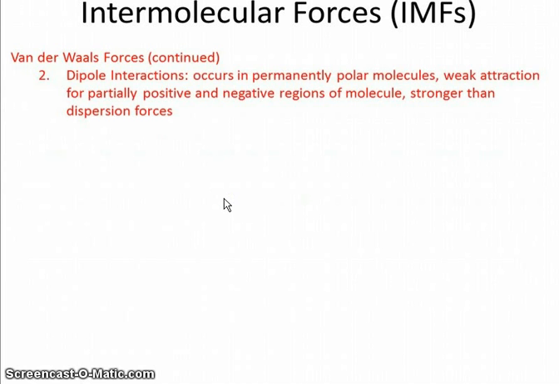All right, the other intermolecular forces that we have that fall under van der Waals would be our dipole interactions. These occur in our permanently polar molecules, things like HF or HCl. They're a weak attraction for partially positive and negative regions of molecules, but they are stronger than dispersion forces. This largely has to do with the fact that they're permanent, and the fact that the electrons are more separated, so we have some more definite poles. So this would be the same kind of attraction we would see between cations and anions in ionic systems, only to a much lesser degree because the charges aren't full, they're just partial.